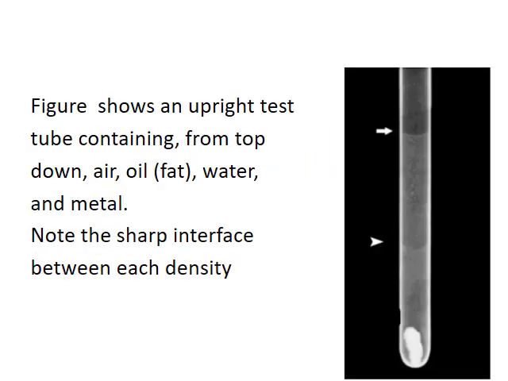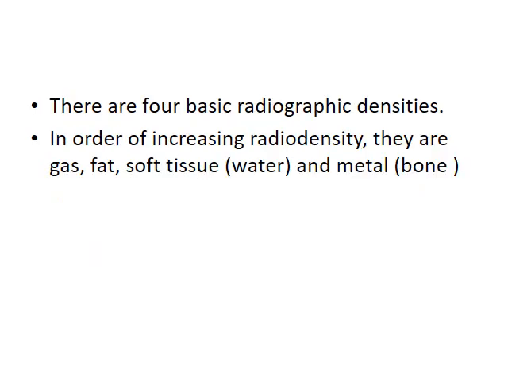This figure shows an upright test tube that contains air, oil, water and metal from top down. Note the sharp interface between each density. There are four basic radiographic densities. In order of increasing radio density, they are gas, fat, soft tissue and metal.